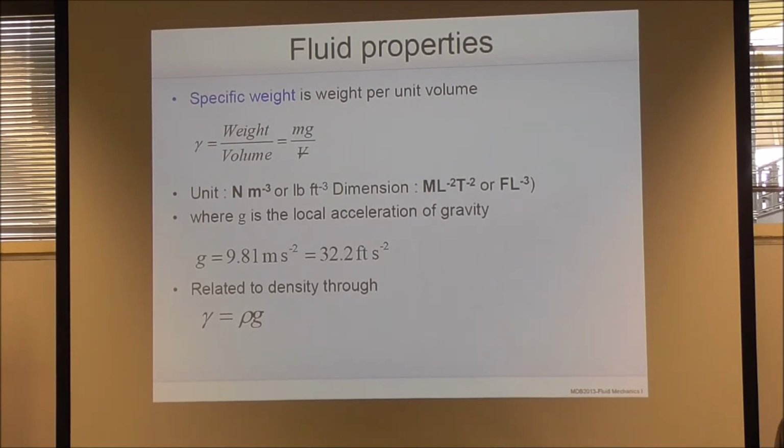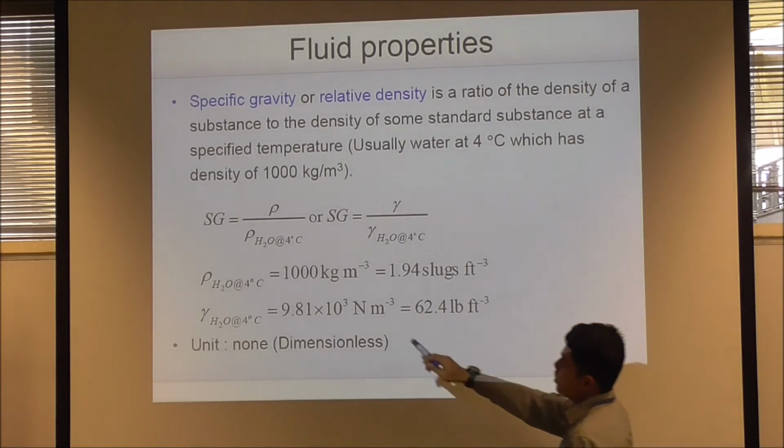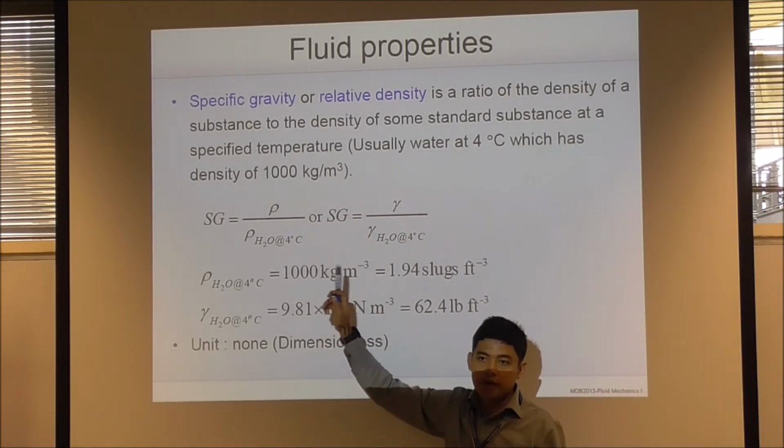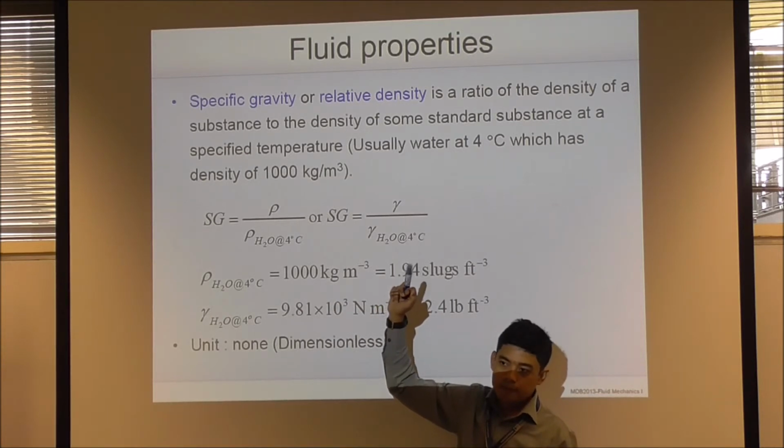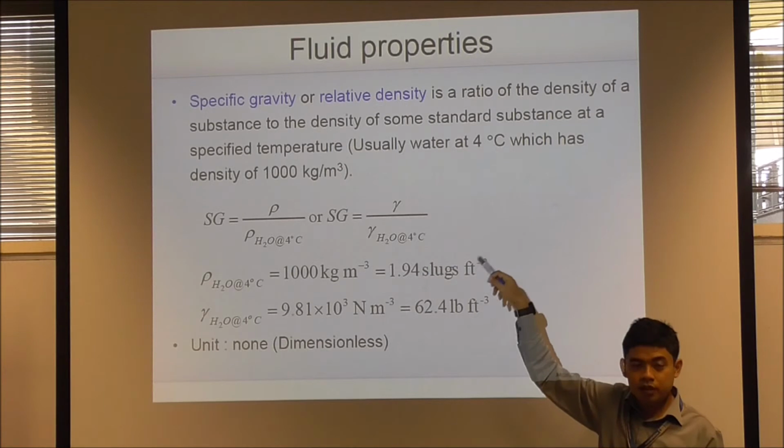And then you have another one, which is specific gravity or relative density, right? The ratio of the density or specific weight of that particular matter to the water at 4 degrees Celsius. Why 4 degrees Celsius? Because 4 degrees Celsius will give you 1000 kilogram per meter cubed.